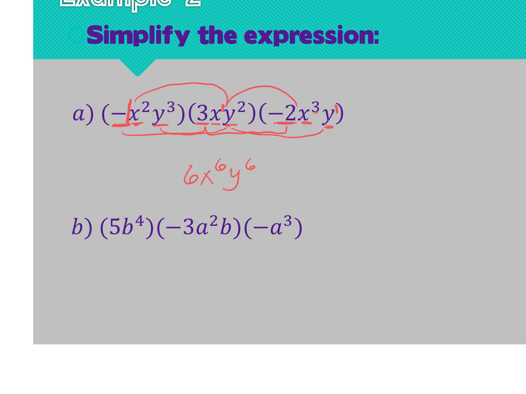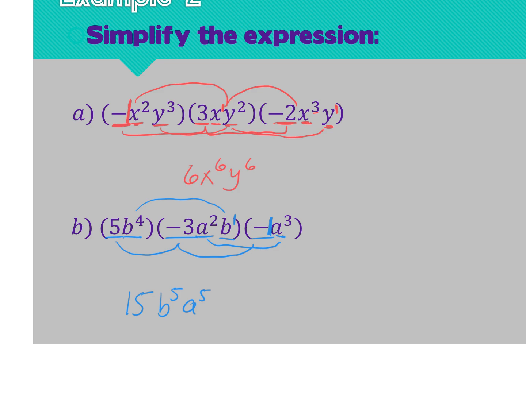Right. Again, if you don't see a number in front, you assume it's 1. So I'm going to do coefficient times coefficient times coefficient. 5 times negative 3 times negative 1 should get me a positive 15. B to the second and b, those are the only two b's there, so these are what I multiply together. This is going to get me b to the fifth. And then a to the second and a to the third is going to get me a to the fifth.